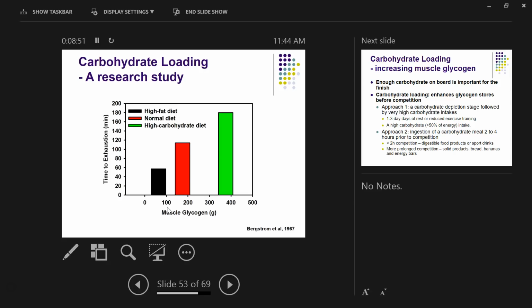And with a normal diet, you'll be able to get about 180-something grams of glycogen, and the time to exhaustion increases a little bit if you have a little bit more glycogen. And for the high carbohydrate diet, you're able to gain about 400 grams of muscle glycogen, right? Then you can significantly increase the time to exhaustion, so it takes longer to get exhausted, right? So this is strong evidence showing that increased muscle glycogen is very important to increase performance and reduce the time to exhaustion. And the carbohydrate diet is the most efficient way to increase the muscle glycogen store.